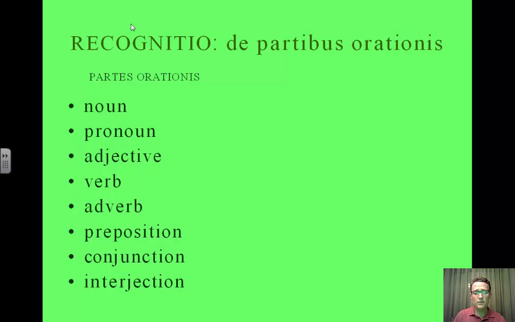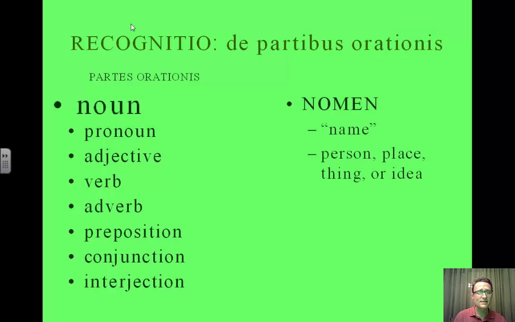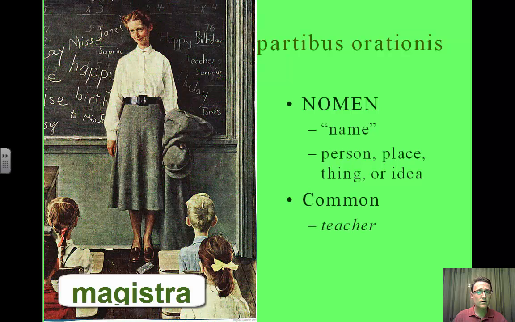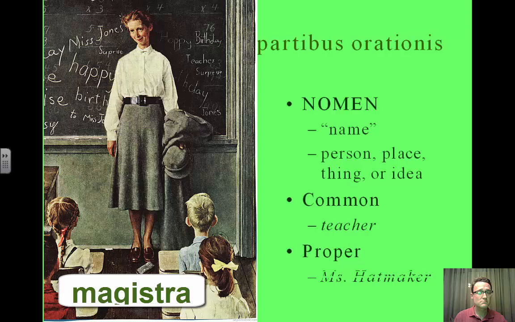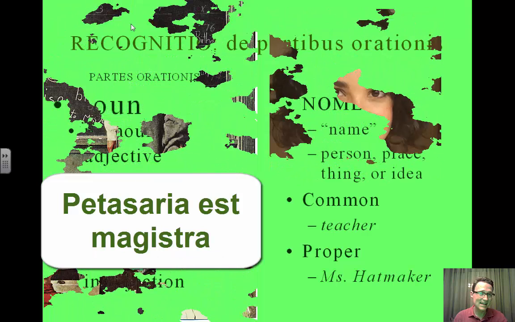Today we're going to talk about a property of nouns. Now, a noun, as you may remember, is a name for something, and the word noun comes from the Latin word nomen, meaning name, and is a person, a place, a thing, or an idea. There are common nouns, such as teacher, and there are proper nouns, which name specific examples, such as Miss Hatmaker. Miss Hatmaker is a teacher.